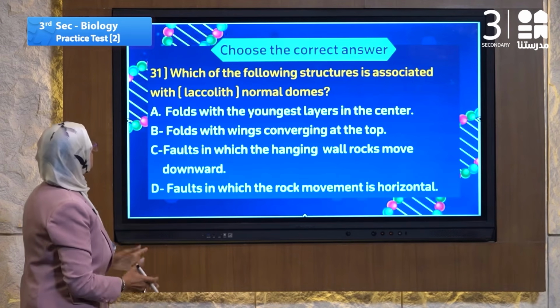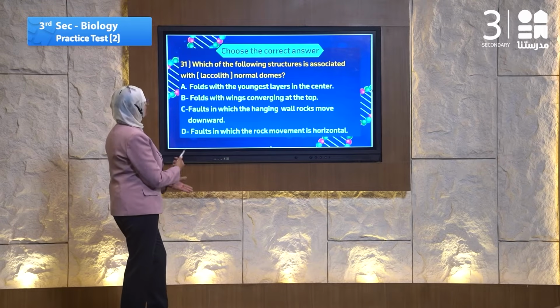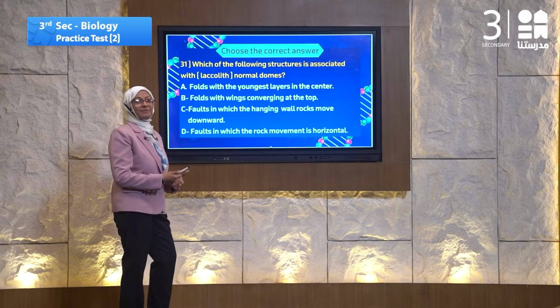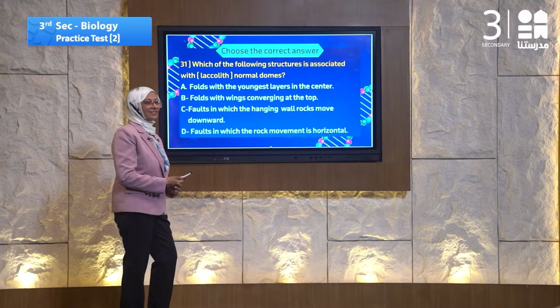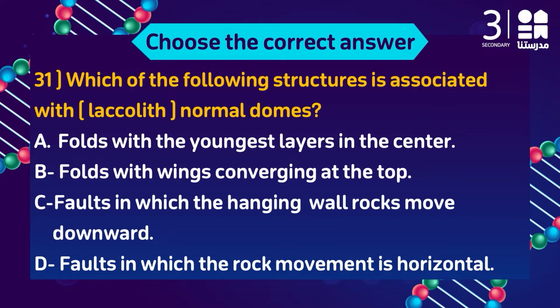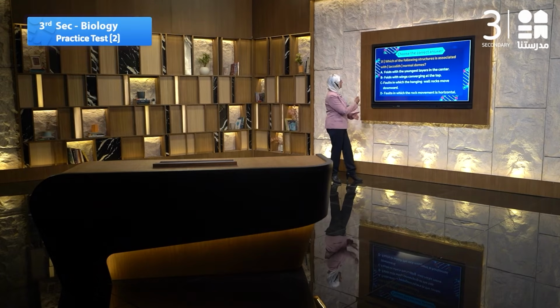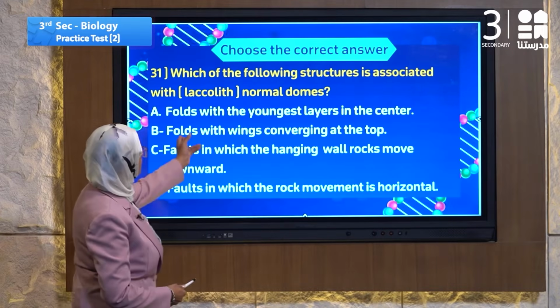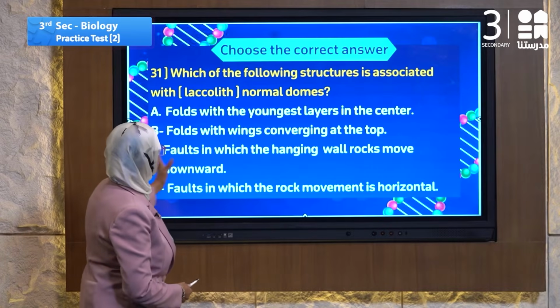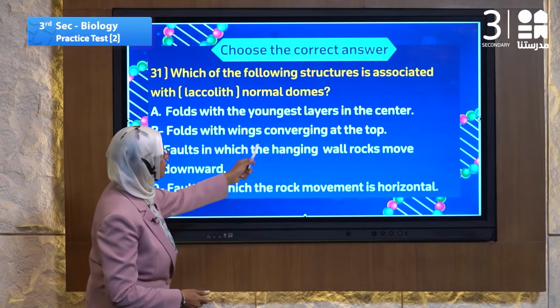Let's go to 31. Question number 31 speaks about leucolyte. Leucolyte is a normal dome. Yes, earth science. Let's read the question. Which of the following structures is associated with leucolyte normal domes? There are phenomena associated with leucolyte. Let's find it. A: fold with the youngest layer in the center. B: fold with the wings converging at the top.